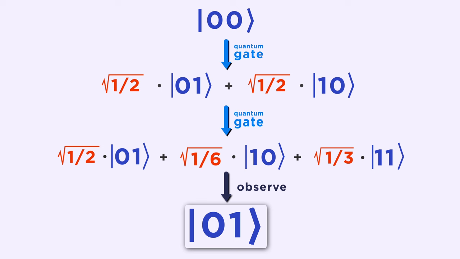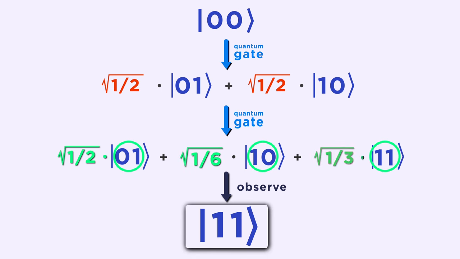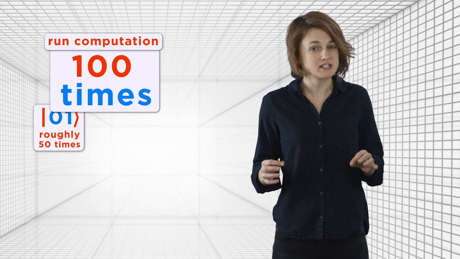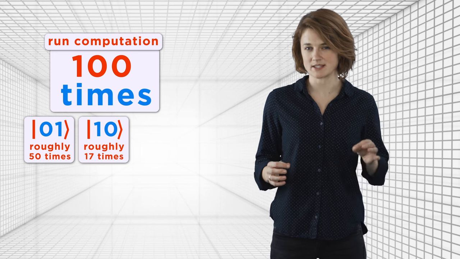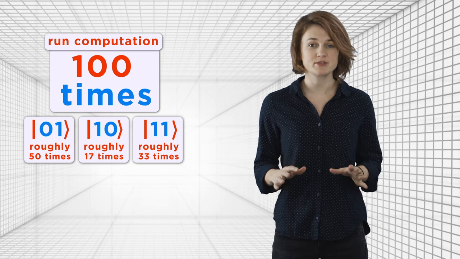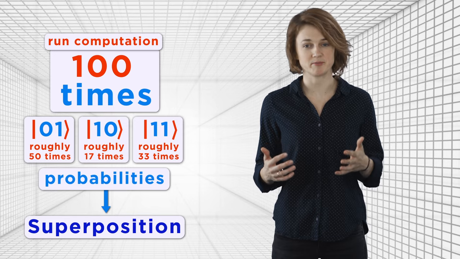If you run the same computation repeatedly, the final result will be 0,1 half the time, it'll be 1,0 one sixth of the time, and 1,1 one third of the time. That's what the numbers in the superposition tell you, the probability that the superposition will collapse into each basic state. So, if you run the computation 100 times, roughly 50 times, it'll result in state 0,1, 17 times, it'll result in state 1,0, and 33 times, it'll result in state 1,1. This allows you to recover the probabilities, and therefore, the final superposition of the computation.